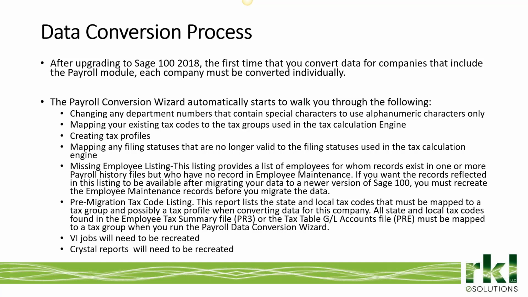It also has a new filing status, so for anything it recognizes, it will automatically default it and show you that information. For anything it does not recognize, you can go in and say what it should be using. There's also a missing employee listing. Knock on wood, I haven't found a need for this yet, but the system will let us know if it finds something in history that is there, but we no longer have an employee record in employee maintenance. We'll know that. There's a pre-migration tax code listing. It gives us everything that's going to be mapped to the tax groups and tax profile when converting the data.